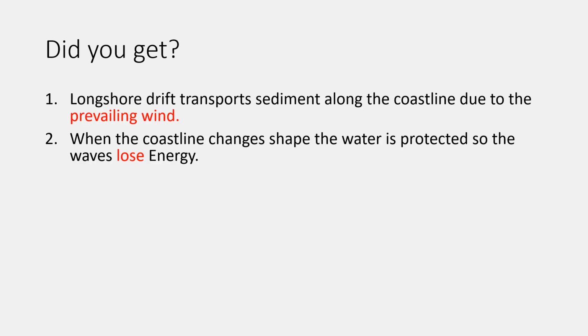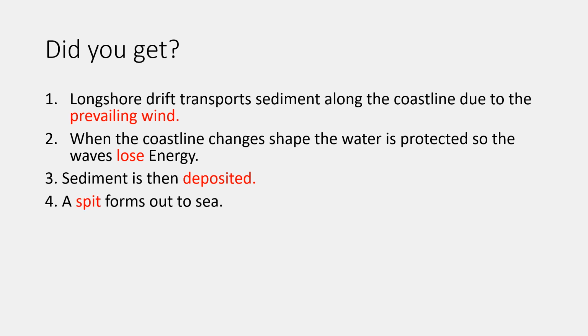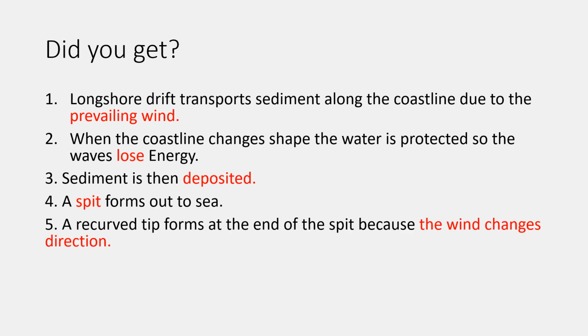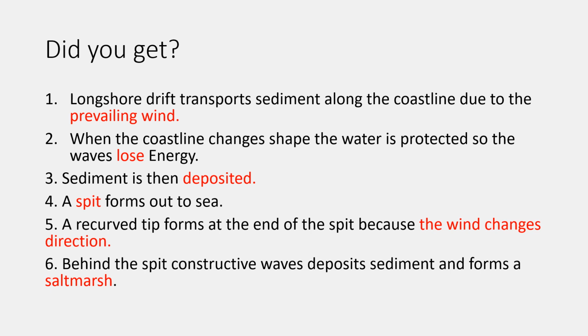So let's check your answers. What you should have got is 1, prevailing wind, 2, lose energy, 3, deposited, 4, a spit forms out to sea, 5, because the wind changes direction, and 6, a salt marsh. So hopefully you've now got a better understanding of what a spit is, and how it forms. If you're still a little bit confused, please rewind the video to watch the diagram again and add labels to your diagram to help support this.